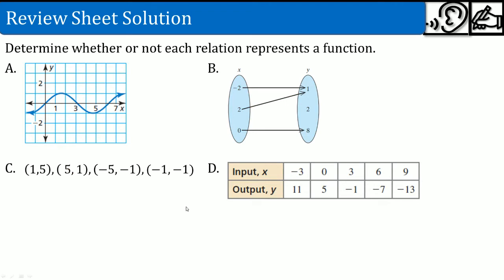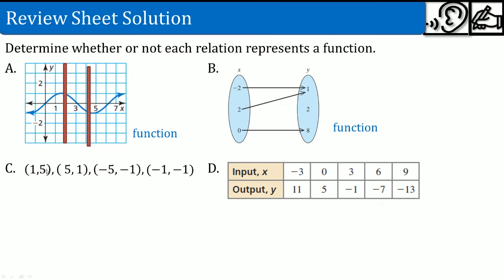Next, determine whether or not each relationship represents a function. So A, vertical line test, because it's on a graph. The line draws straight down and passes through 1 point, passes through 1 point. We would say that is a function. B, mapping diagram. We apply the vending machine. Press a -2, you get a 1. Works. Press 2, you get a 1. Works. Two buttons here can get you the same thing, and 0 can get you an 8. Yeah, that's a function.